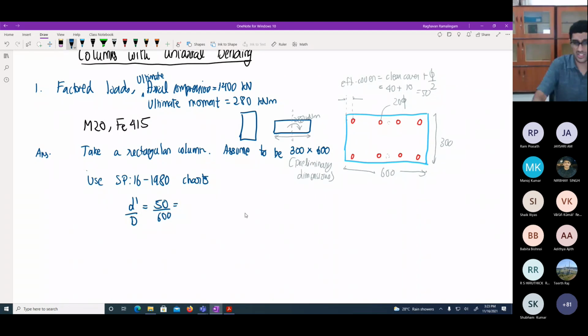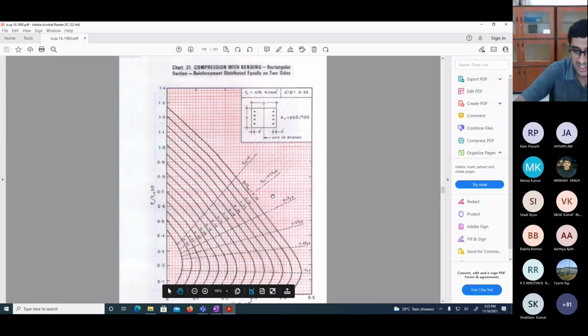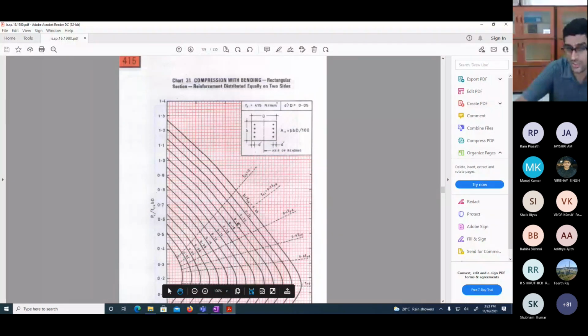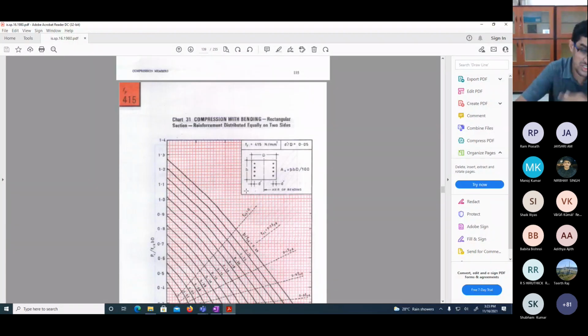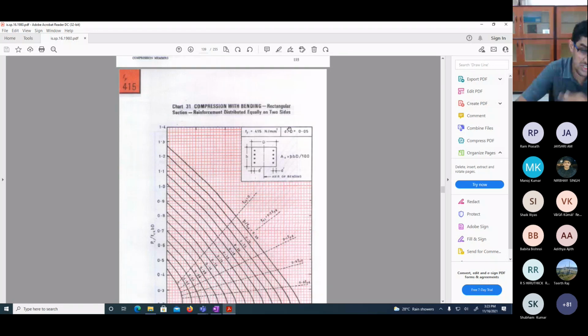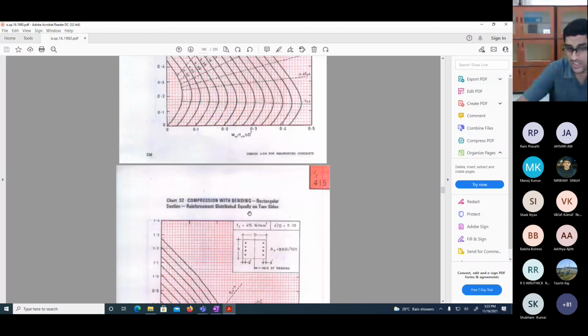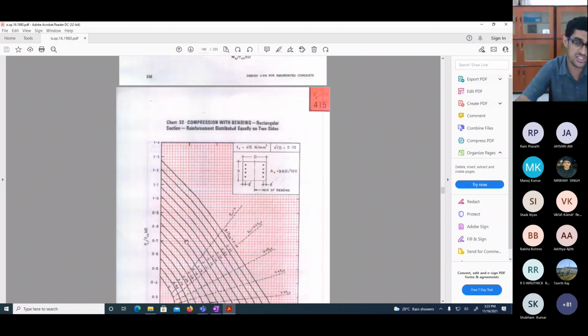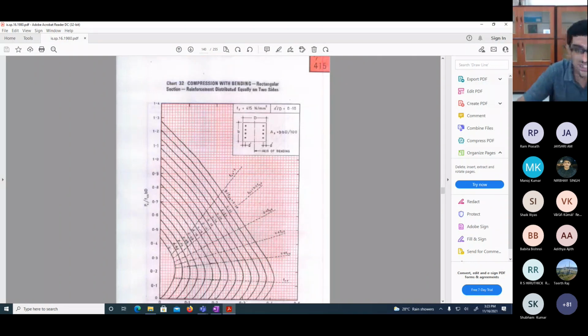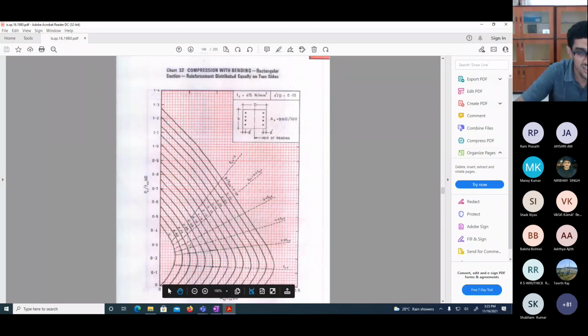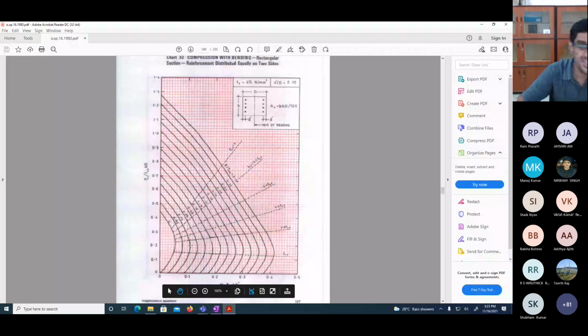0.083. So it is a bit inconvenient. It is falling in between 0.05 and 0.1. It's a bit inconvenient, but anyway, what you can do when we have such a situation is use the higher cover. So 0.05 means use 0.1's chart, which will give you a more conservative value. So you can use this. Okay, so we have selected the chart.